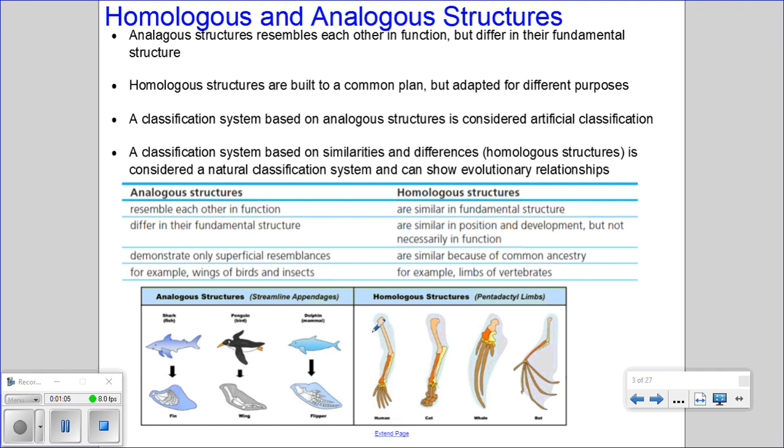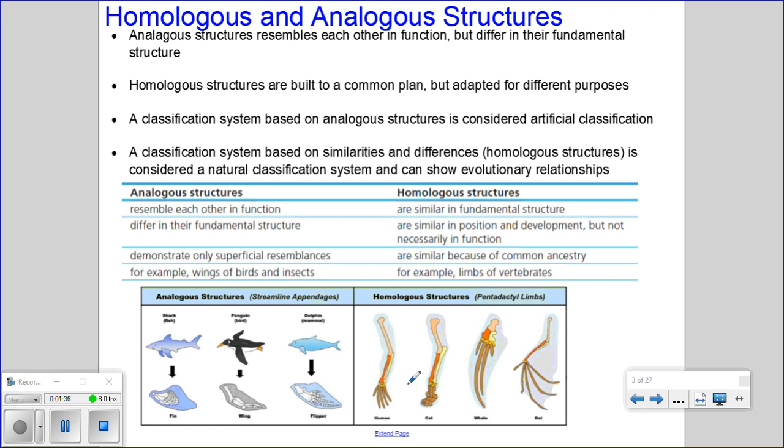Now, homologous structures are built to a common plan, but adapted for different purposes. And the diagram down here shows the example of that pentadactyl limb. So homologous structures are similar in that fundamental structure, so that pentadactyl limb has similar bone structure. They are similar in position and development, but not necessarily in function, so that pentadactyl limb can serve different functions in different organisms, and are similar because of a common ancestry.